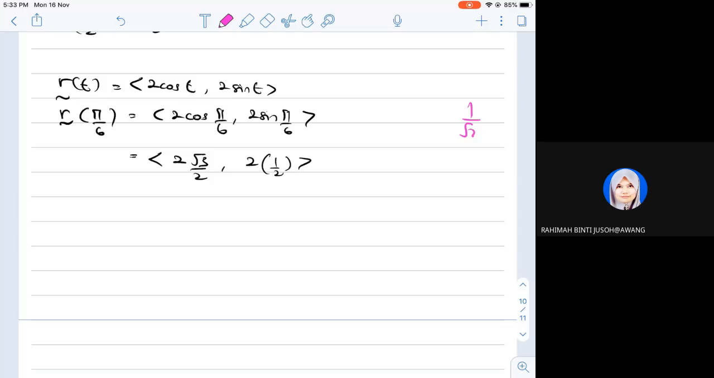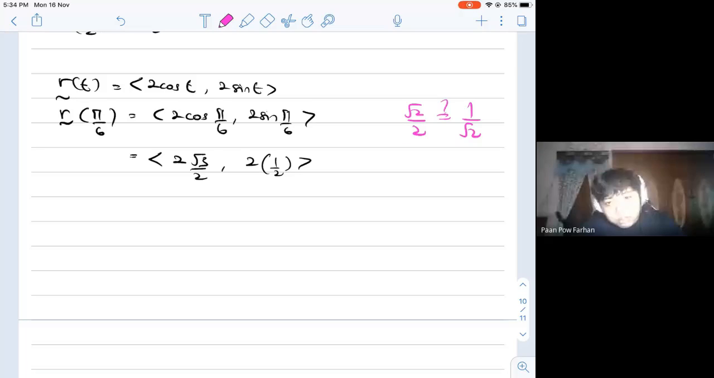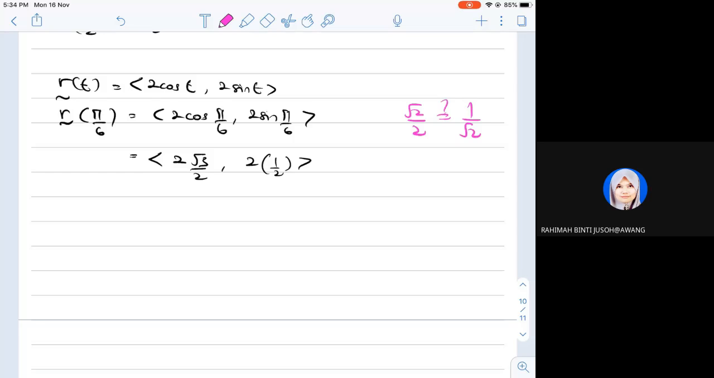1 over square root 2 with 2 over square root 2, or square root 2 over 2, is it the same? Same. The answer is the same, okay? So it doesn't matter whether you do 1 over square root 2 or square root 2 over 2. It's actually the same if you check with a calculator. It's just the same. Okay, so we get that here.